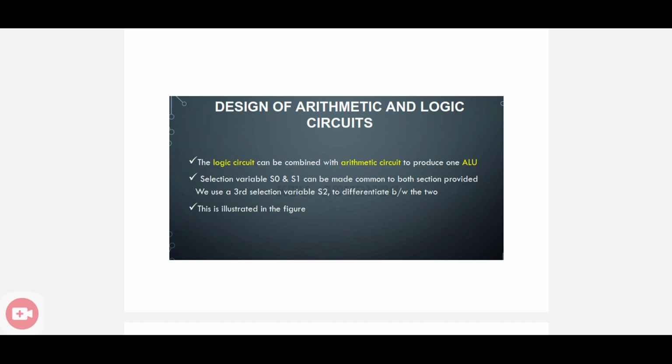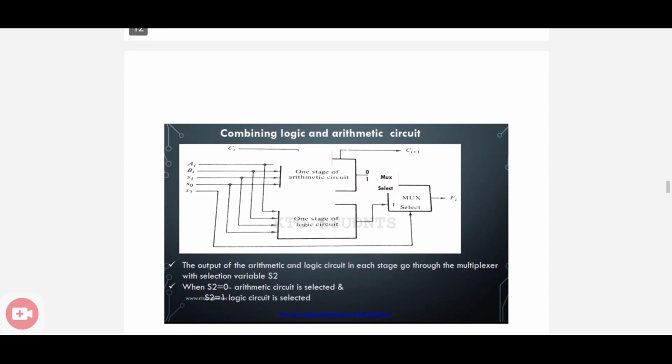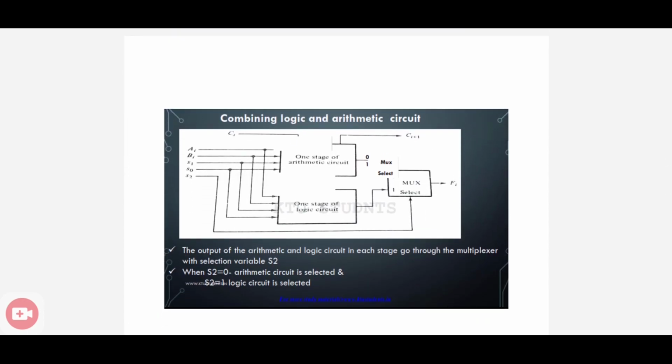So if S2 is active, that is 1, it will indicate it is an arithmetic operation. S2 equal to 0 means it will indicate a logic operation. Clear? Now S2 equal to 1 means it is an arithmetic operation. Then how do we know which operation it is within the arithmetic operation? By using S0 and S1. Clear? So this is illustrated in another figure, that is, we can combine the logic and arithmetic circuit. So one stage of the arithmetic circuit is there, and one stage of the logic circuit is there.